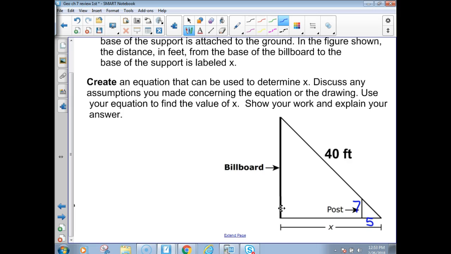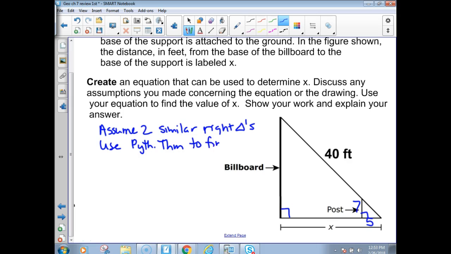Discuss any assumptions. Okay, we're going to assume that the billboard's standing perpendicular to the ground, and that we have two similar right triangles. So yes, we're assuming, of course, these are perpendicular to the ground. That would make them right triangles. So we would use the Pythagorean theorem to find the missing side, or the hypotenuse, of the smaller triangle. Okay, so I'm going to do Pythagorean theorem. 7 squared plus 5 squared equals, I'll just call this y, y squared. And I need to find it because I've got to compare it to the 40.